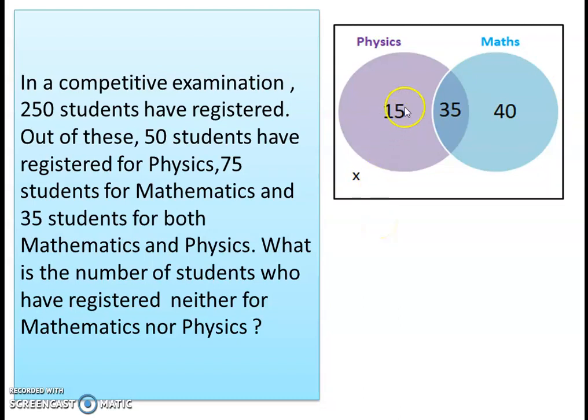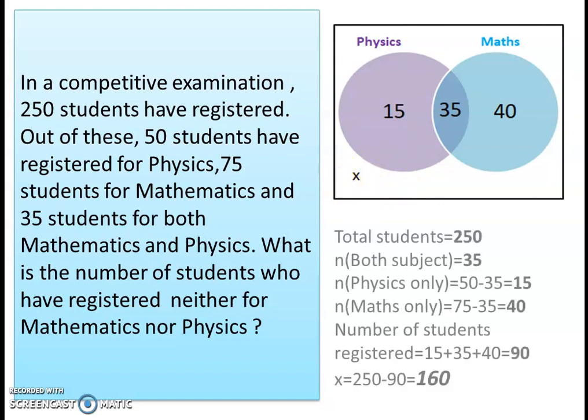When we add 15, 35 and 40, it will give us the number of students registered for physics or maths or both, right? So when we subtract this sum from 250, it will give us the number of students who have registered neither for mathematics nor physics. So this X represents that number of students.